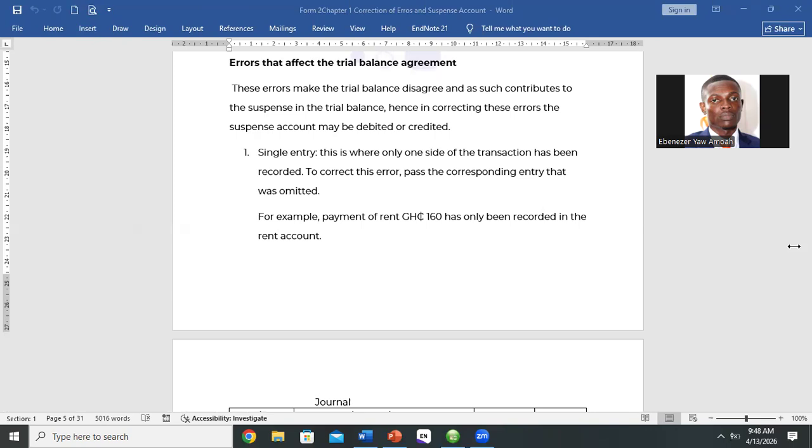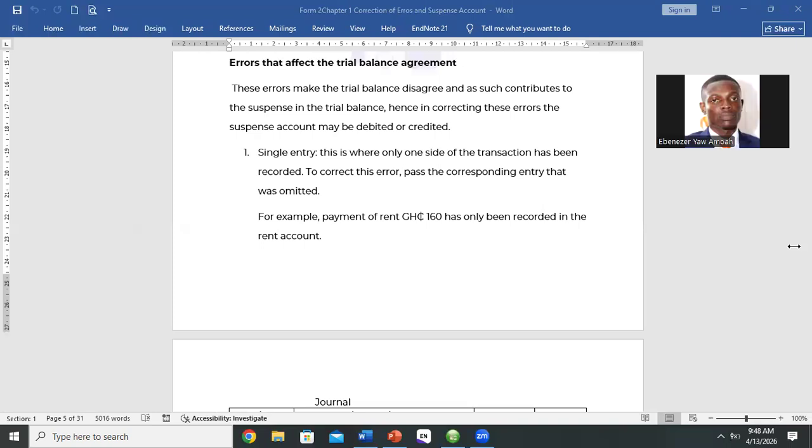Okay, sir. Errors that affect the trial balance agreement. These errors make the trial balance disagree and as such contribute to the suspense in the trial balance. Hence, in correcting these errors, the suspense account may be debited or credited. One, single entry. This is where only one side of the transaction has been recorded. To correct this error, pass the corresponding entry.